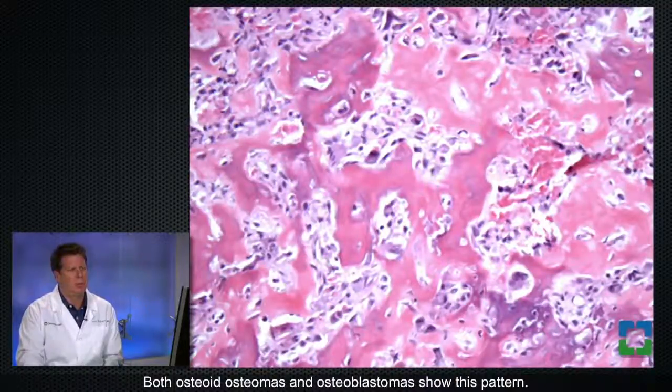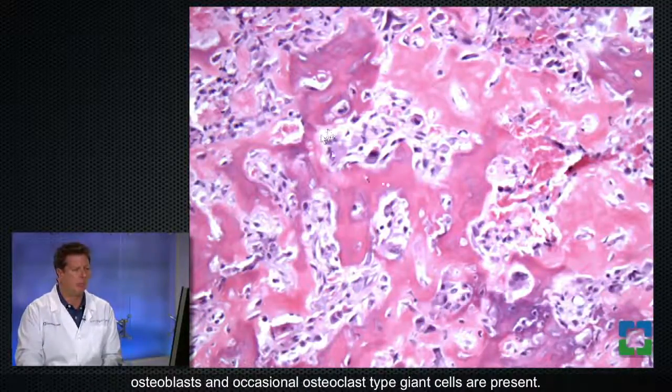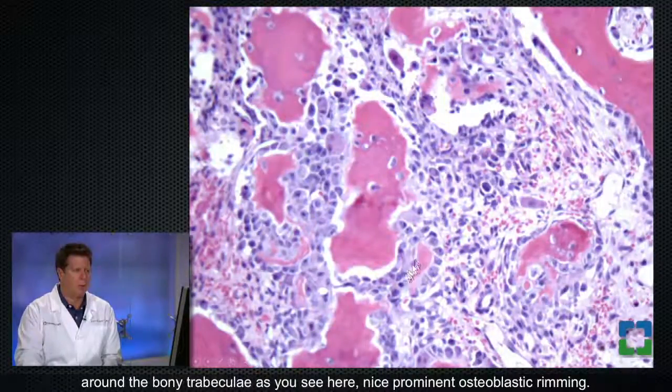Both osteoid osteomas and osteoblastomas show this pattern. That is, they're anastomosing bony trabeculae, which are basically rimmed by very prominent osteoblasts. Occasional osteoclast-type giant cells are present. An important point about these lesions is that the cellularity is typically prominent around the bony trabeculae. As you see here, a nice prominent osteoblastic rimming.